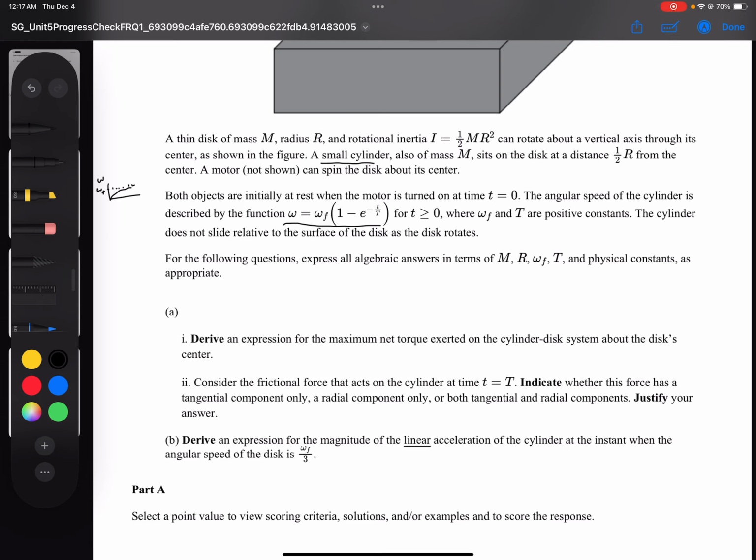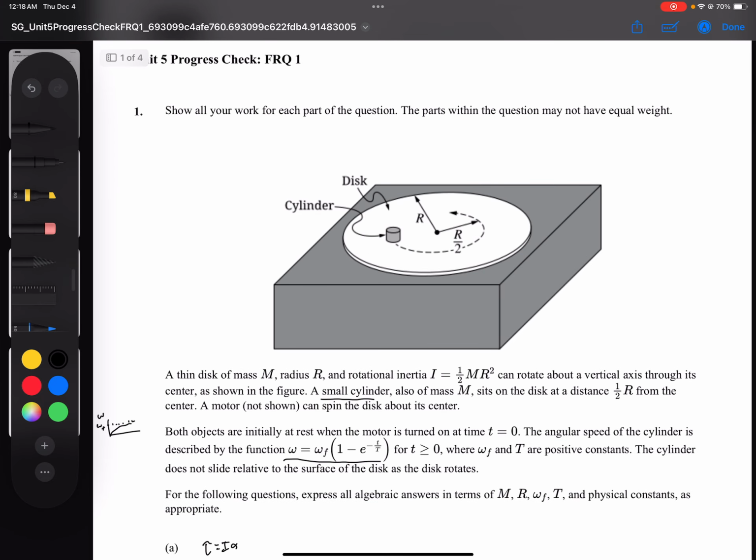So here we have to derive an expression for the maximum torque exerted on the cylinder-disk system about the disk's center. And so in order to do that, what we're going to do is use Newton's second law of rotations. So we know that torque is equal to I times alpha. And all I need to do is find an expression for the moment of inertia and for angular acceleration, which I'll do now. So the moment of inertia of the system, we have the disk, which is 1/2 mr squared.